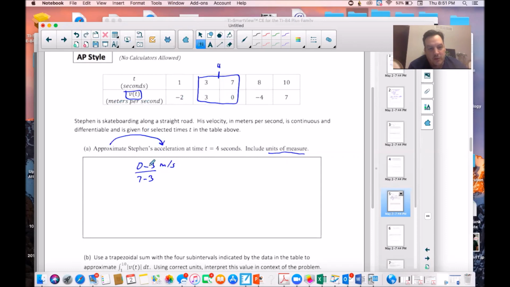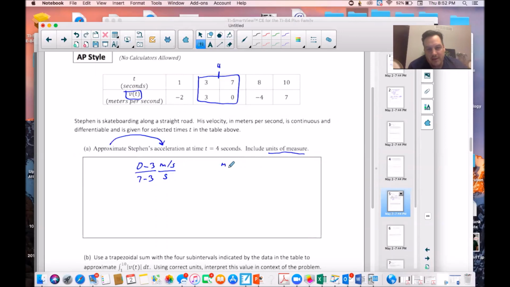So if you put the units right next to those numbers, and then over, 7 minus 3 is also in seconds, all right, over seconds. What I have right here is completely acceptable to leave as your final answer. Remember, you don't have to reduce any numbers, and when you have units, you can leave it like this.